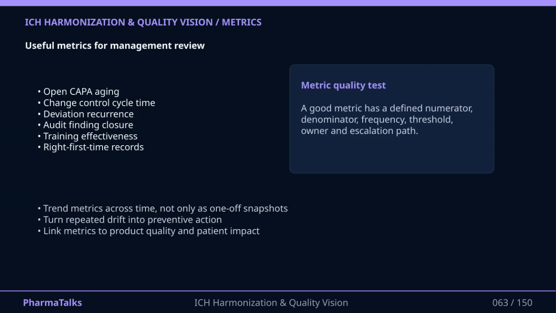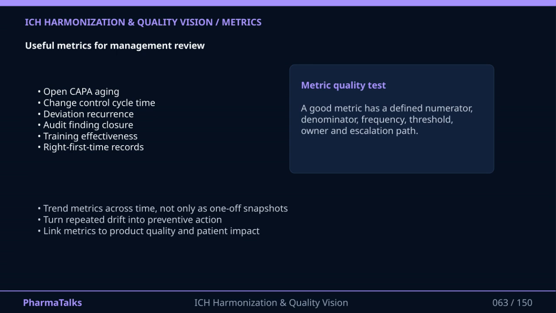Here, we focus on ICH harmonization and our quality vision, emphasizing useful metrics for management review. Some key metrics include open CAPA aging, which tracks how long corrective and preventive actions remain open, and change control cycle time, measuring the efficiency of implementing changes.